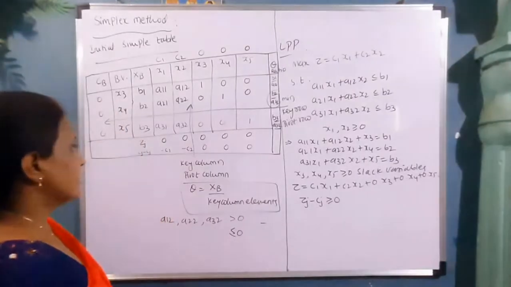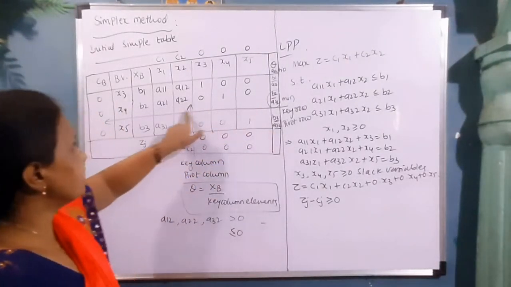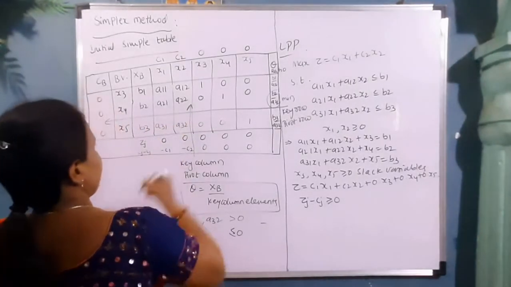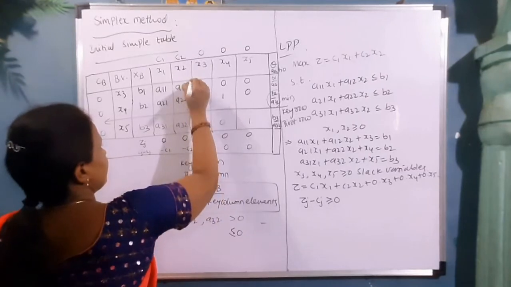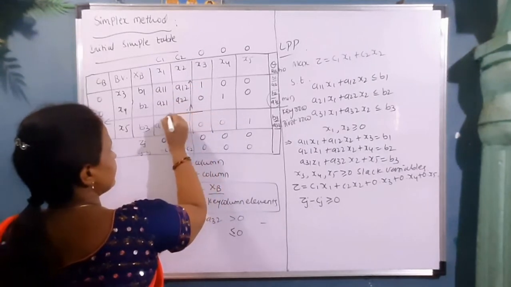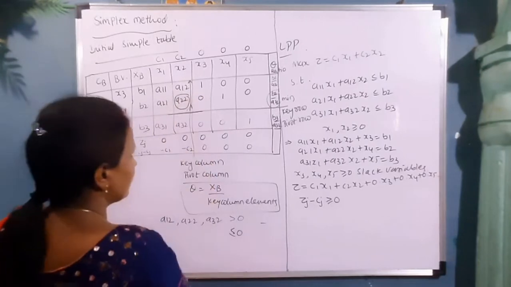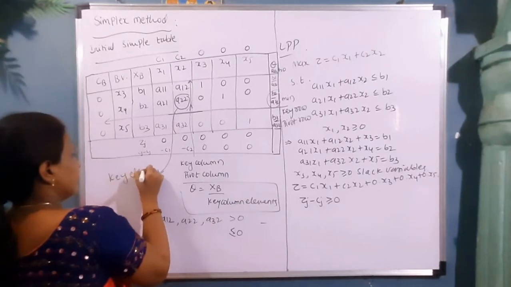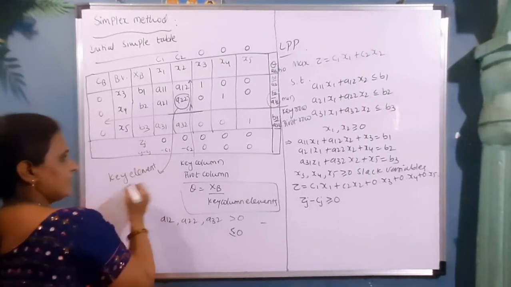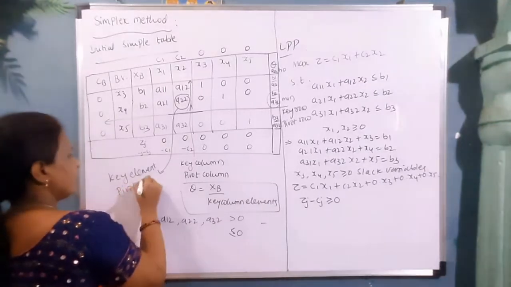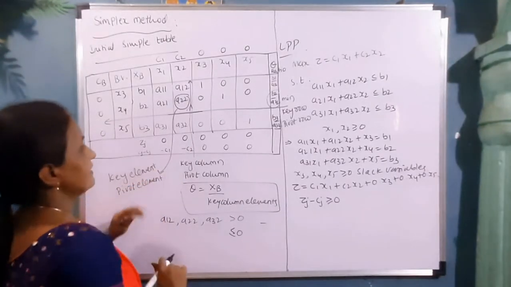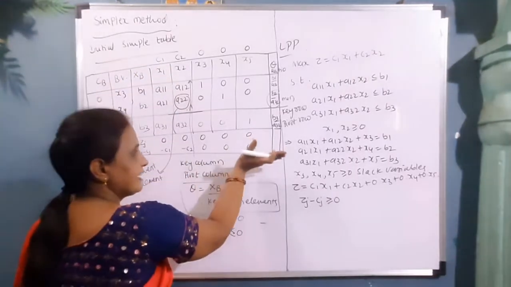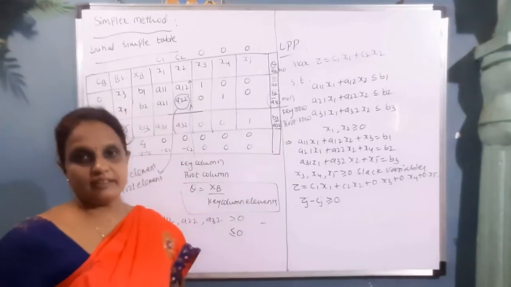When we have got the key column and key row, both will intersect at one point. That point is here, A22. If this is the key row and this is the key column, this is the value which is common. So this value is called the key element, or we can call it the pivot element. Now this is up to the initial table. After completing this table, we will go to the first iteration.